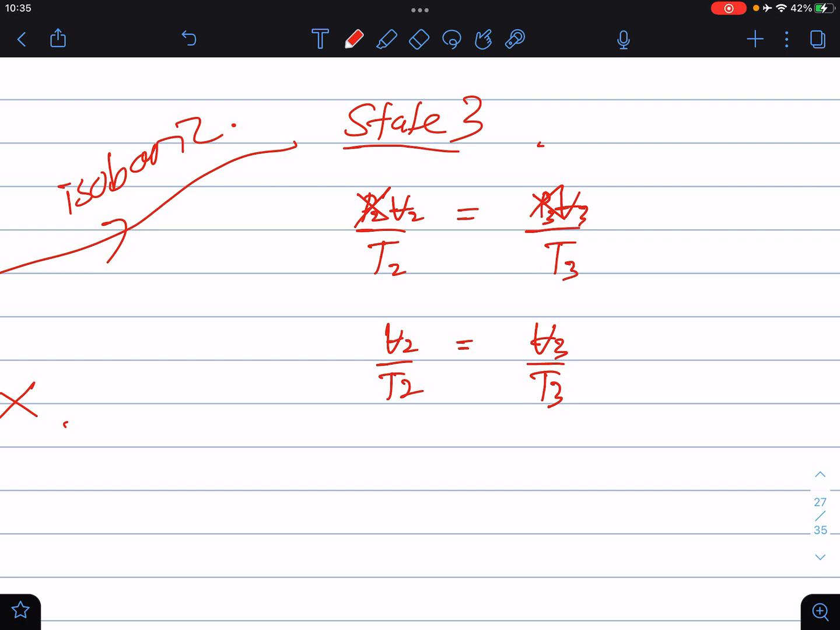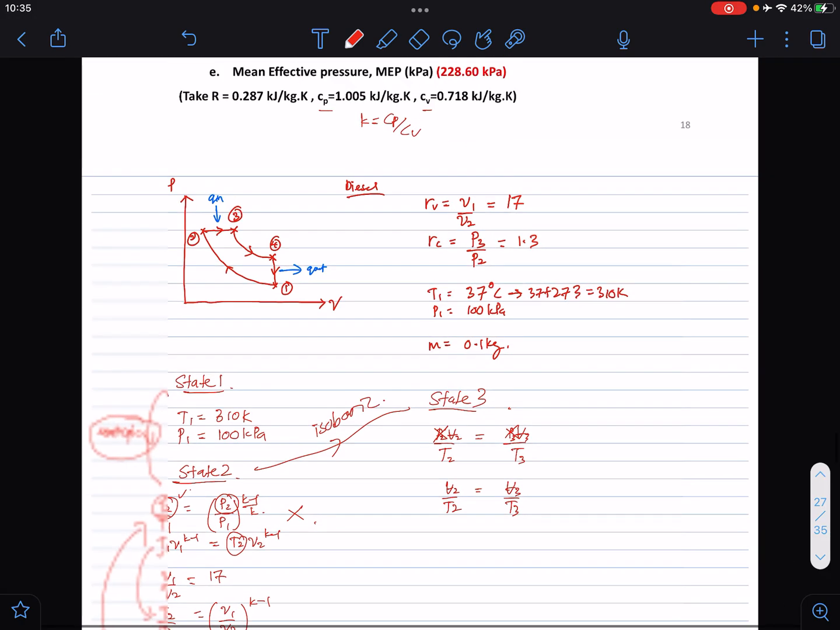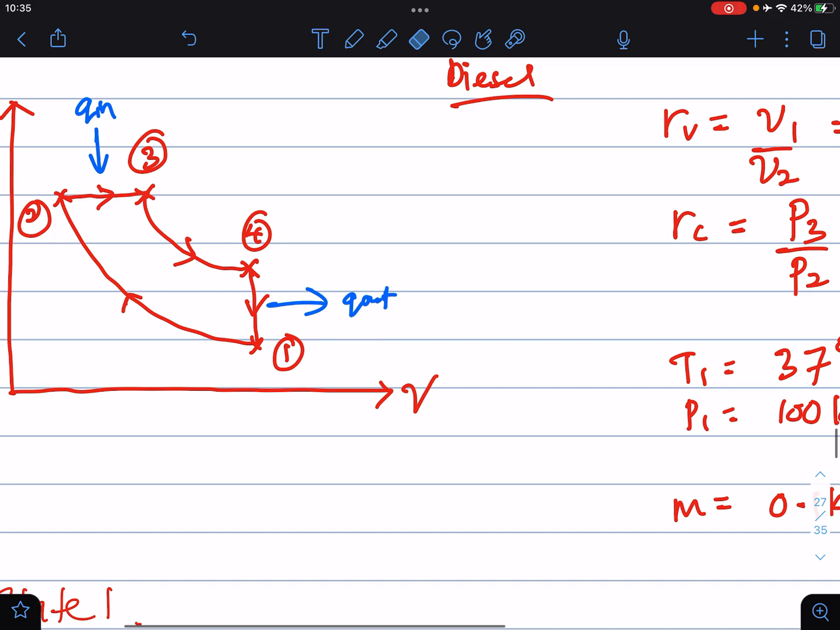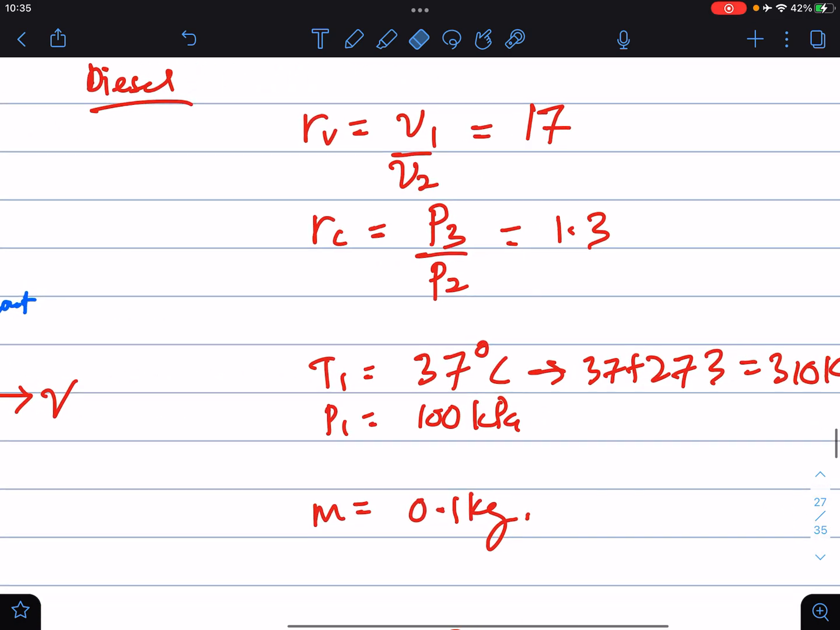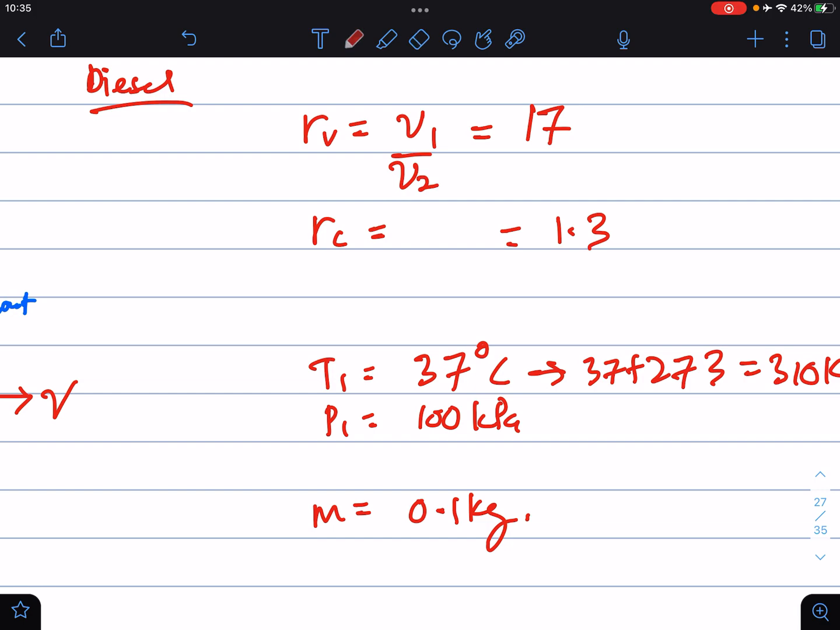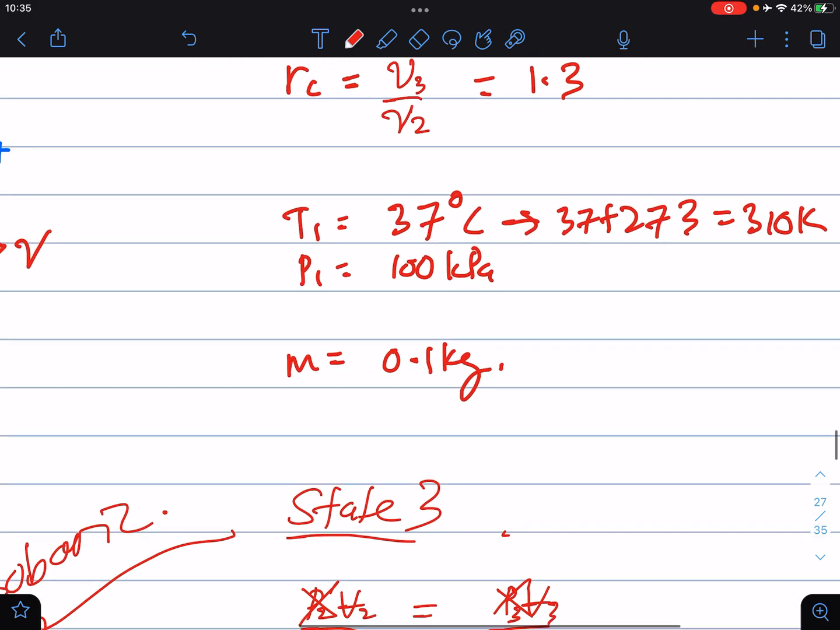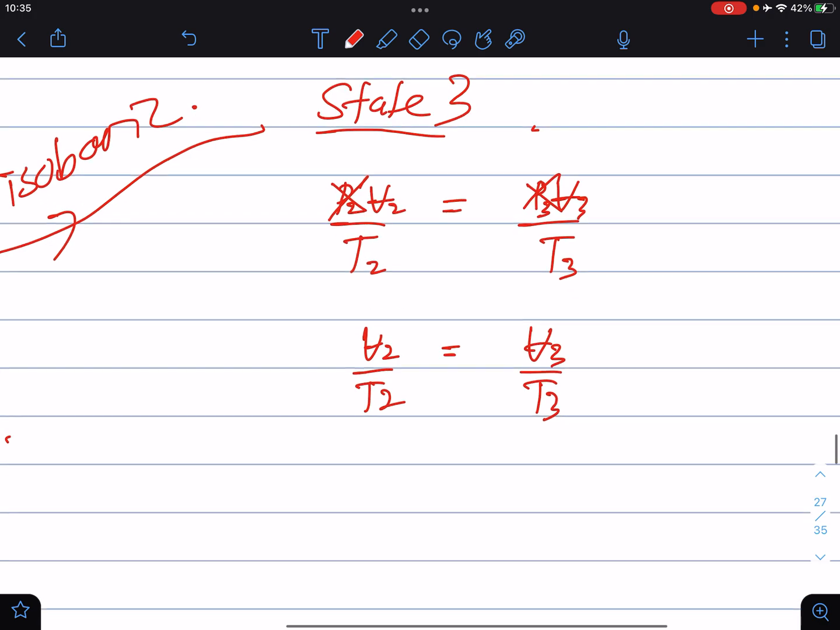Okay, so because this is isobaric, V2, T2, V3, T3 are the parameters left in this equation. For the cutoff ratio here, just notice this is not P3 over P2 but V3 over V2. Since the pressure is constant, this is V3 over V2. This is how much the volume deviates during the constant pressure process.